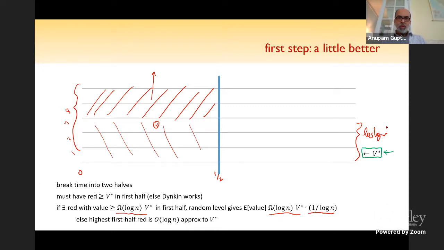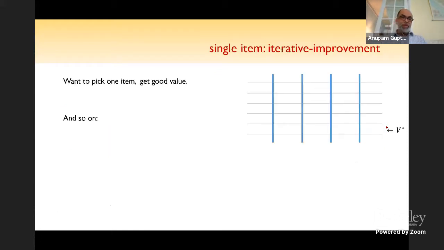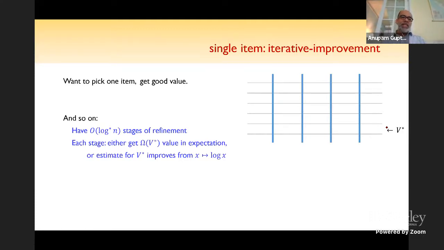Good. And once you see this, then it's very natural to say that extending this to a further improvement is not very difficult at all. Have log star many stages of refinement. In each stage, either you get high value or you refine your estimate of V star. And then you keep on doing this and finally choose one of these log star many intervals in which to play the game. So this idea of iterative improvement is a clean, nice idea, and we used it for a couple of algorithms in this setting.